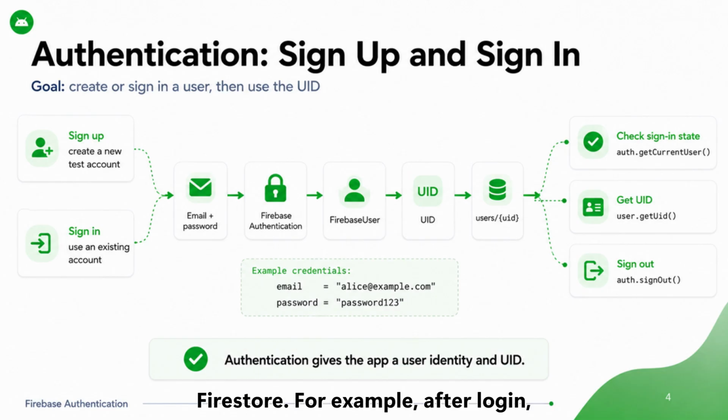For example, after login, if the UID is ABC123, we can store that user's profile at users/ABC123. We can also store that user's reviews under users/ABC123/reviews. So the app does not need to invent its own user ID. Firebase Authentication gives us a stable UID, and we use that UID to organize the user's data in Firestore.